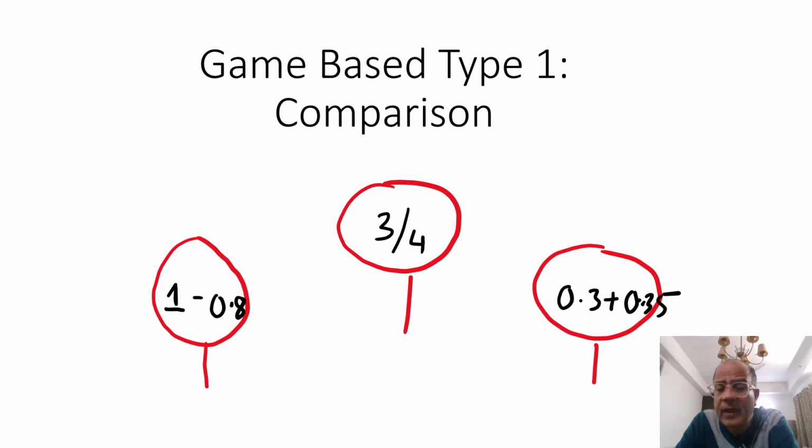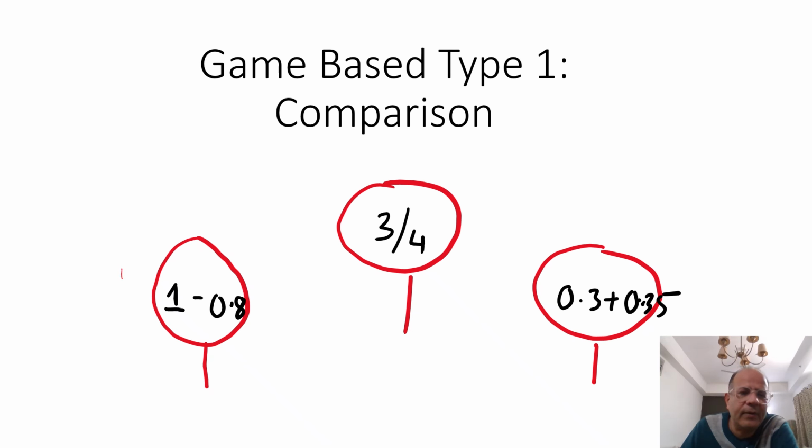Okay. Now, the first kind of game which we are going to discuss is comparison. So what is basically a comparison? You can see very well over here, I have 3 expressions, which I can call A, B, and C. I have 3 expressions and I need to compare them and put them in an ascending order.